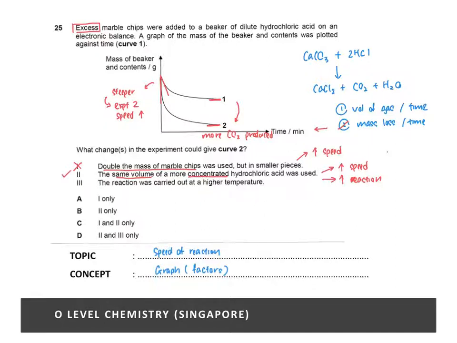So 2 is correct. For change number 3, the reaction was carried out at a higher temperature. At a higher temperature, will the speed of reaction increase? Answer is yes. But at a higher temperature, will there be more reaction? Answer is no. Changing the temperature will not change the amount of carbon dioxide produced. So the correct answer is 2 only.